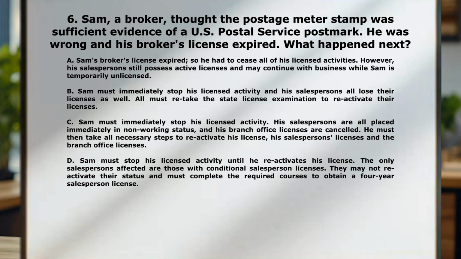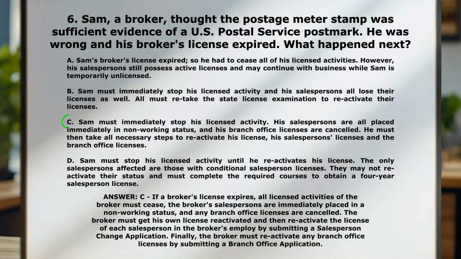Wow, there's a lot to break down in this. The answer is C, and we'll cover why. So let's take a step back before we go into this one. Just keep in mind, California salespeople's licenses are hung at a broker. So in this specific example, we're talking about Sam, who is a broker. And so when a broker's license expires, all license activities of the broker must cease. So the broker's salespersons are immediately placed in a non-working status, and any branch office licenses are canceled.